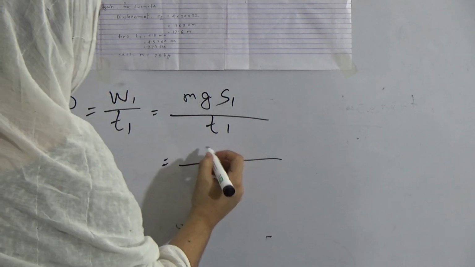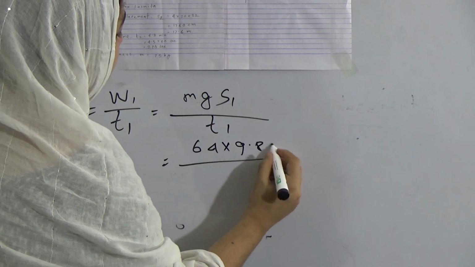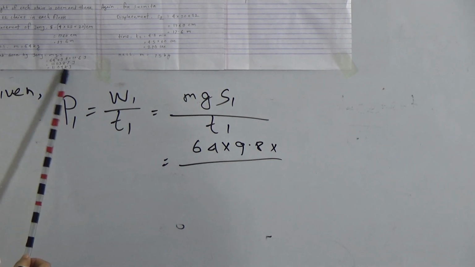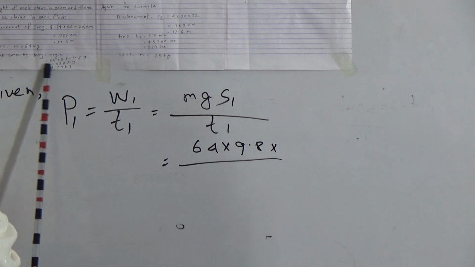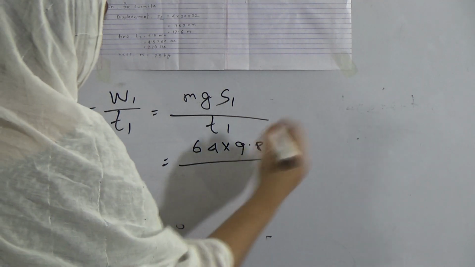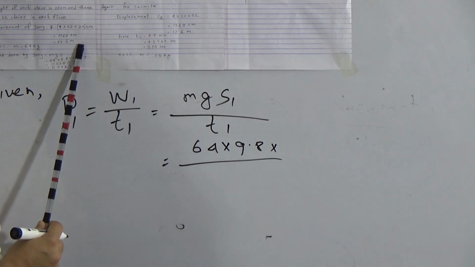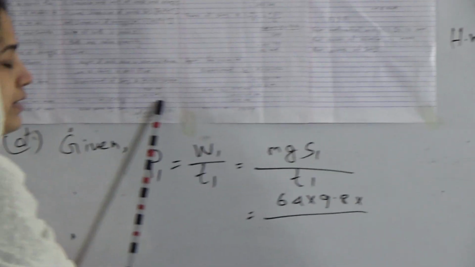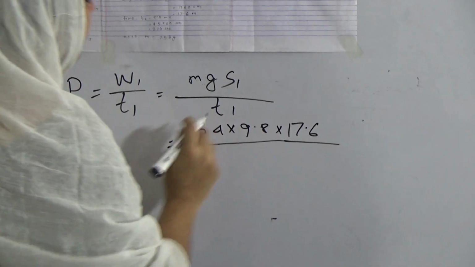M means the mass of Jenny. Mass of Jenny is 64 into 9.8 meter per second square, into S. From question number C, we can write this value: it will be 17.6 meter. S1 means displacement by Jenny. It will be 17.6 meter. Okay, 17.6 divided by T1.